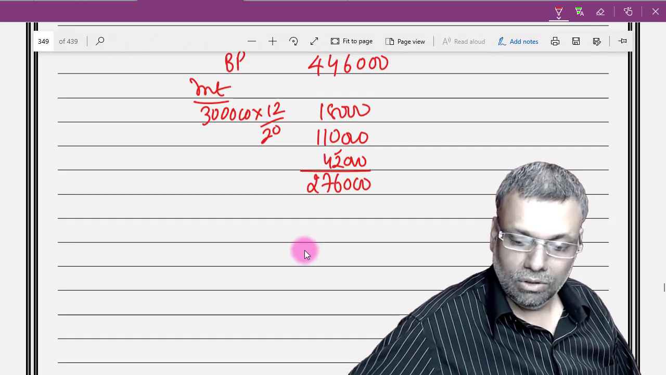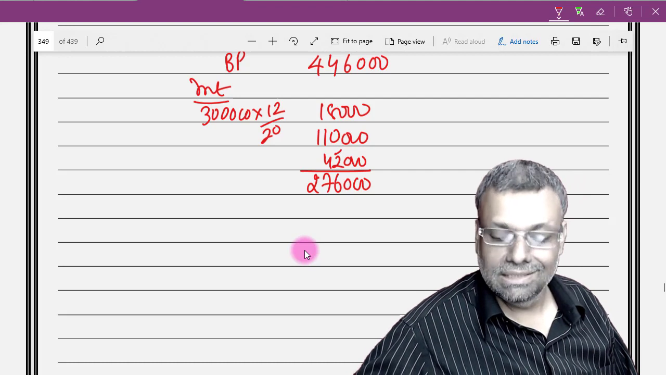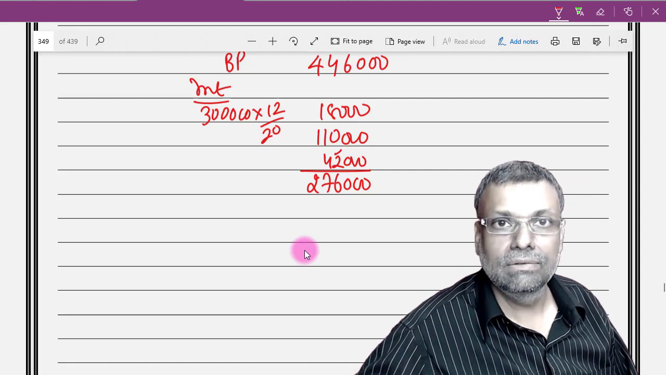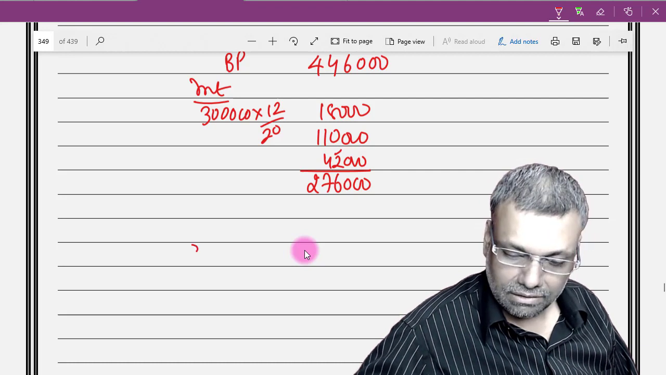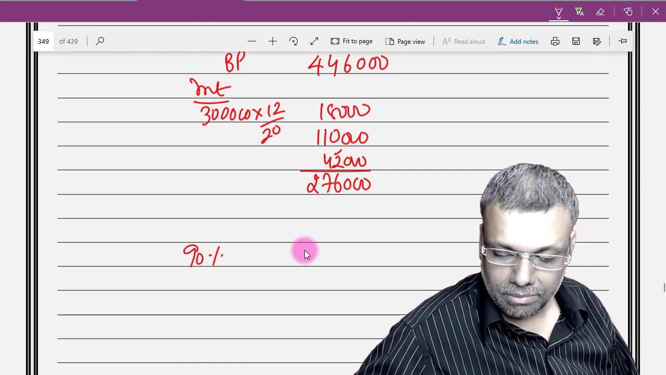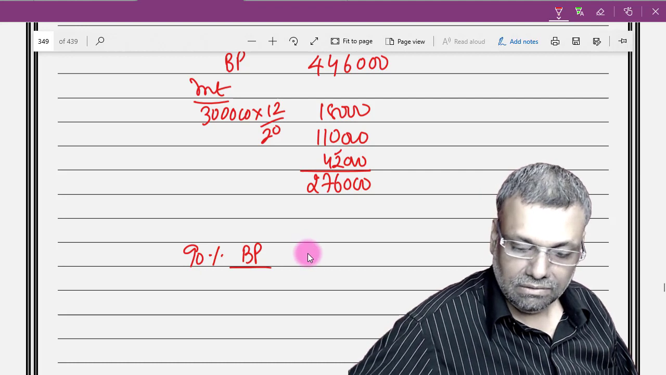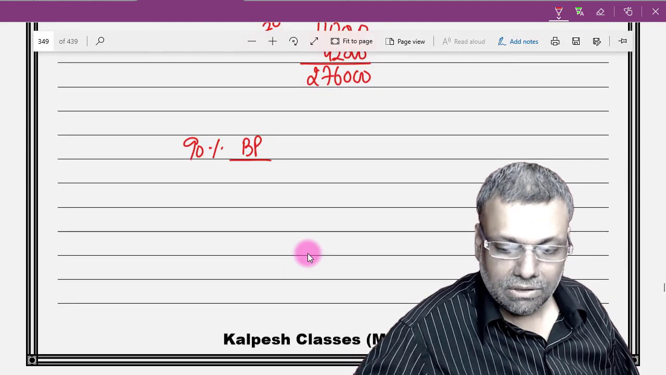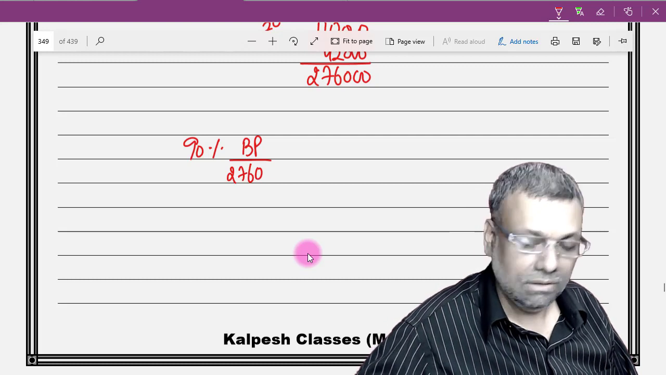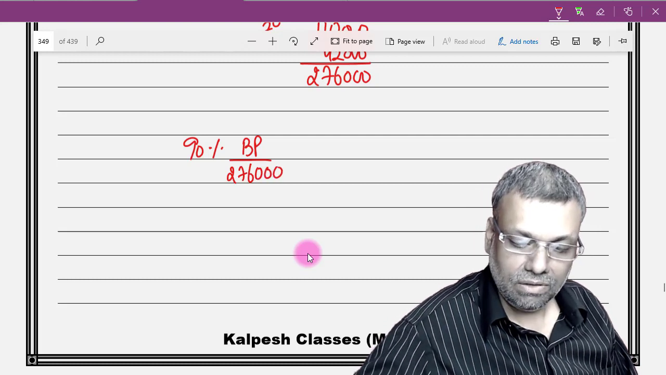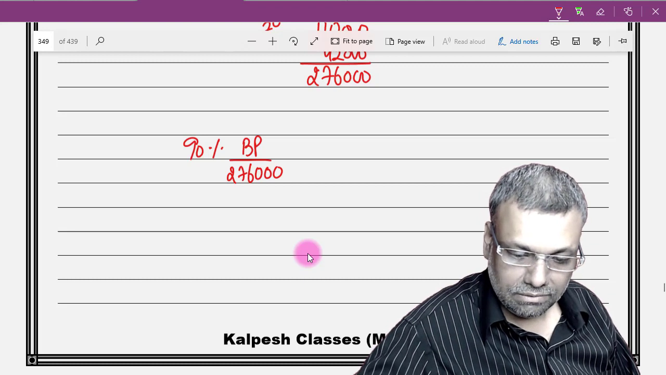Now on this particular book profits I will do, because it is less than 3 lakhs, so it will be straight away 90%. 90% of book profits. 90% of book profits is 2,76,000. Okay, actual.